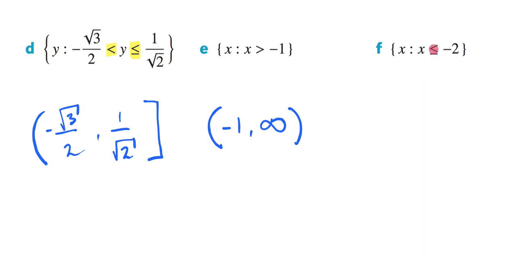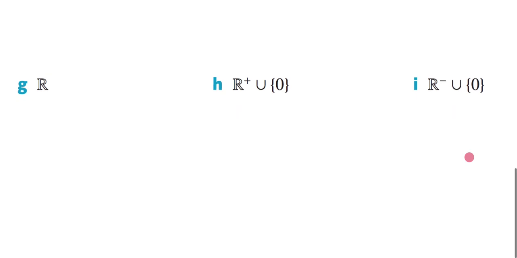Here I have x is less than or equal to -2. So it's everything less than or equal to -2, which means I'm going to go from negative infinity all the way to -2. And because I have that equals to sign there, I'm going to have my square bracket. Perfect. Let's now move on.